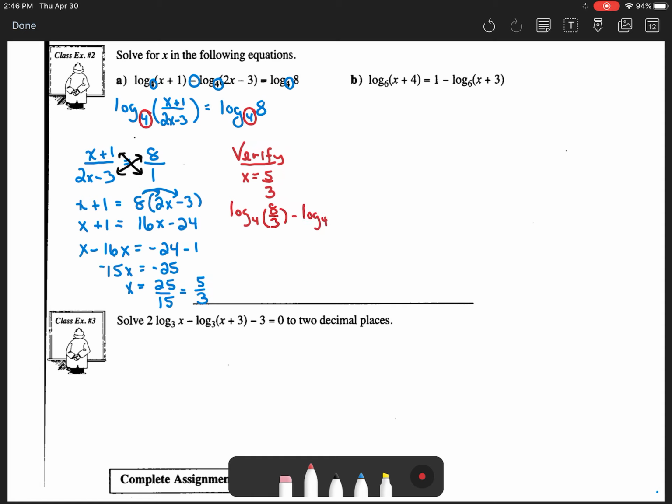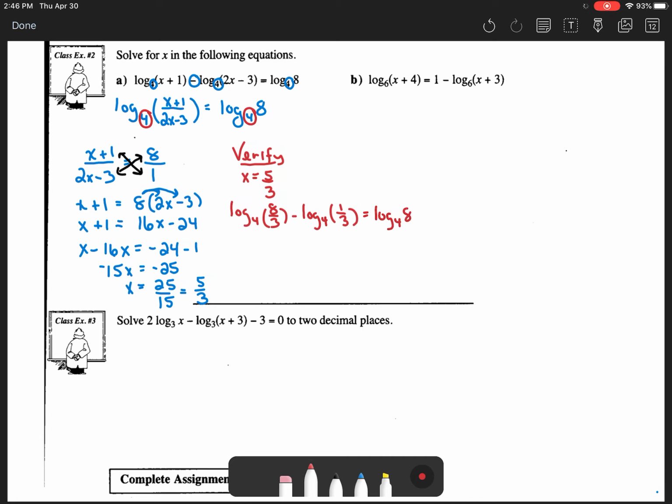Minus log base 4 of 2 times 5 over 3, which is 10 over 3 minus 3. When you reduce that, that will give you 1 over 3. Now that has to equal log base 4 of 8.